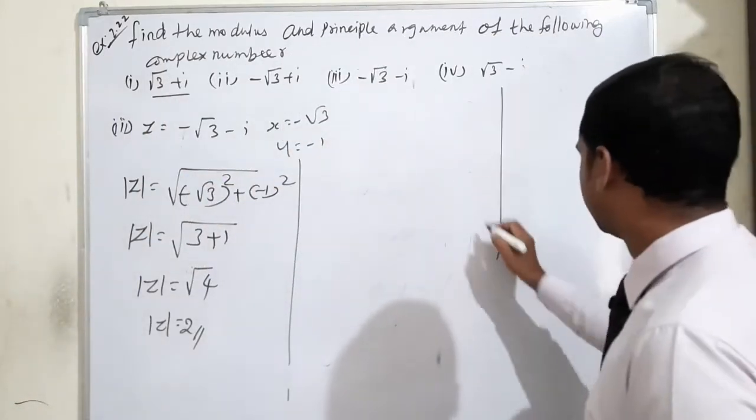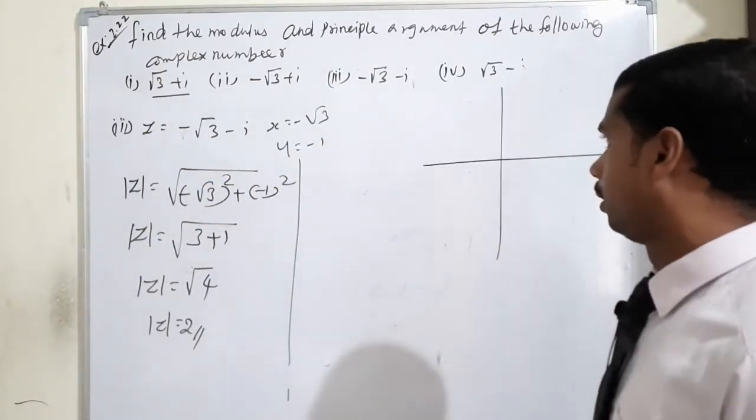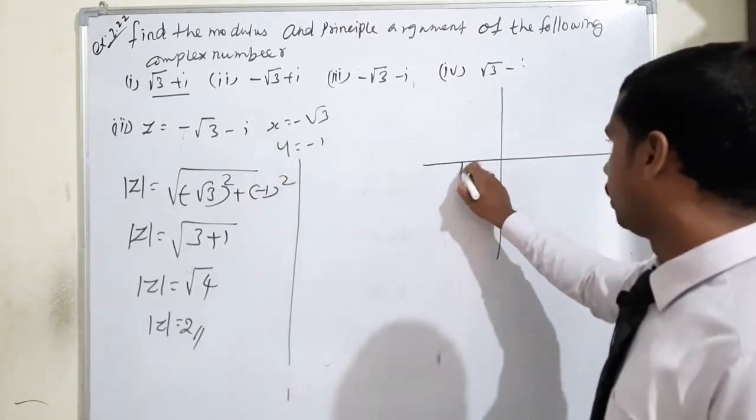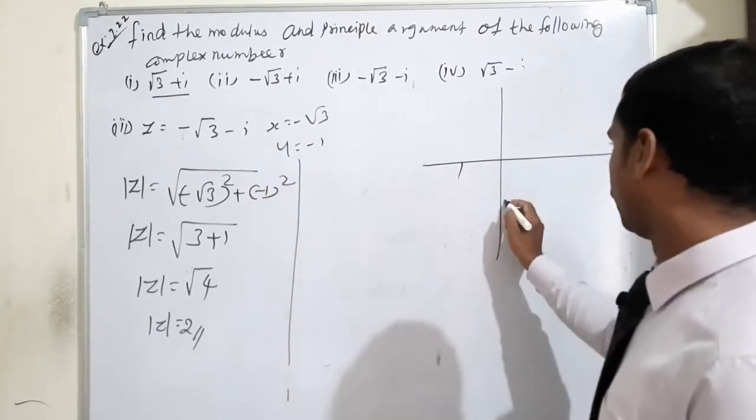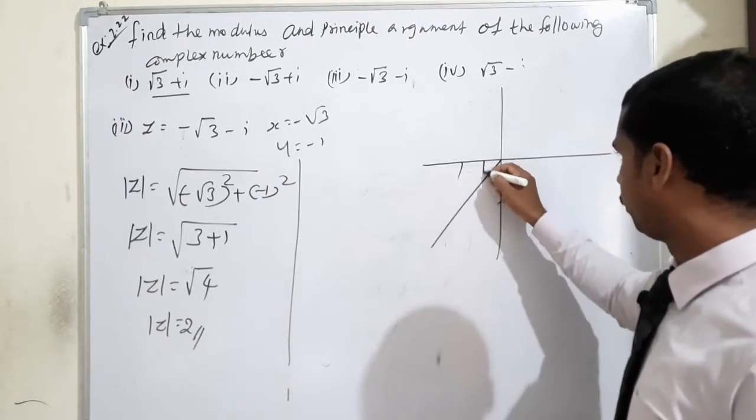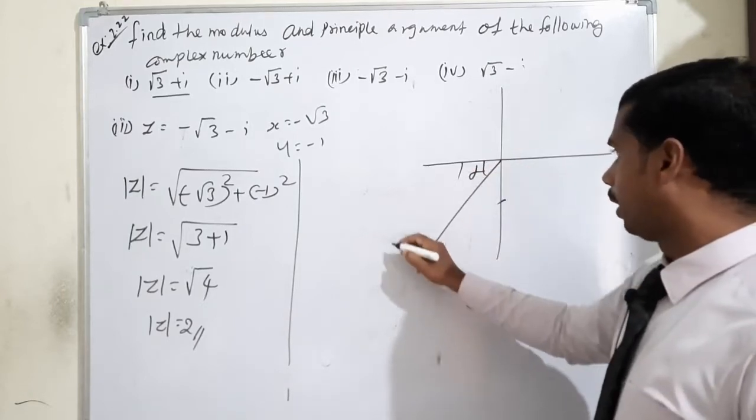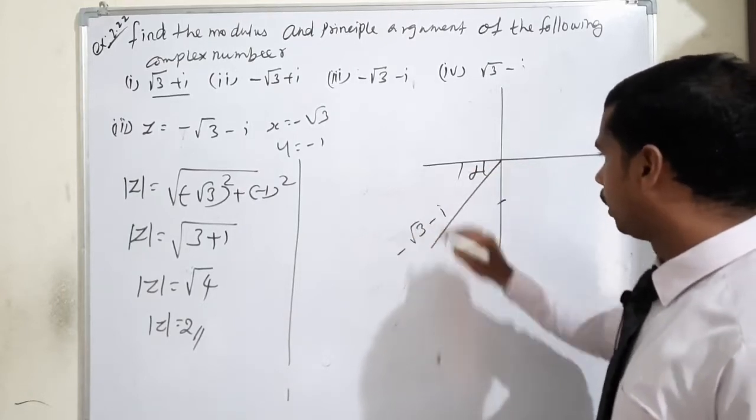Modulus is over. Then how do we find the principal argument? According to the unit circle, isn't it? See, x is negative, so come to here. y is also negative. Again, definitely we can say it lies on the third quadrant. Third quadrant means the value will be minus root 3 and minus i.